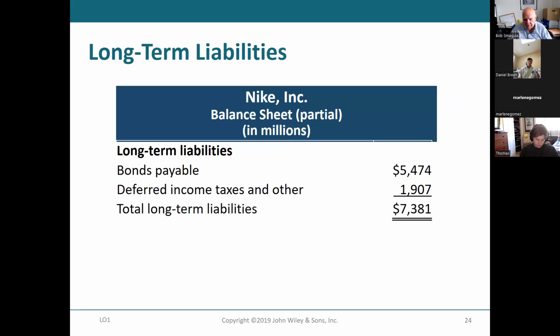Long-term liability, here's Nike. Bonds payable, holy cow. This is money that Nike owes right now. That's $5,474,000,000, huh? That's a pretty good chunk of money. Plus they owe a ton of income taxes. But Nike is a big company. I'm pretty sure they're profitable. We all use their equipment or apparel at one time or another. And I think they can handle this kind of debt.